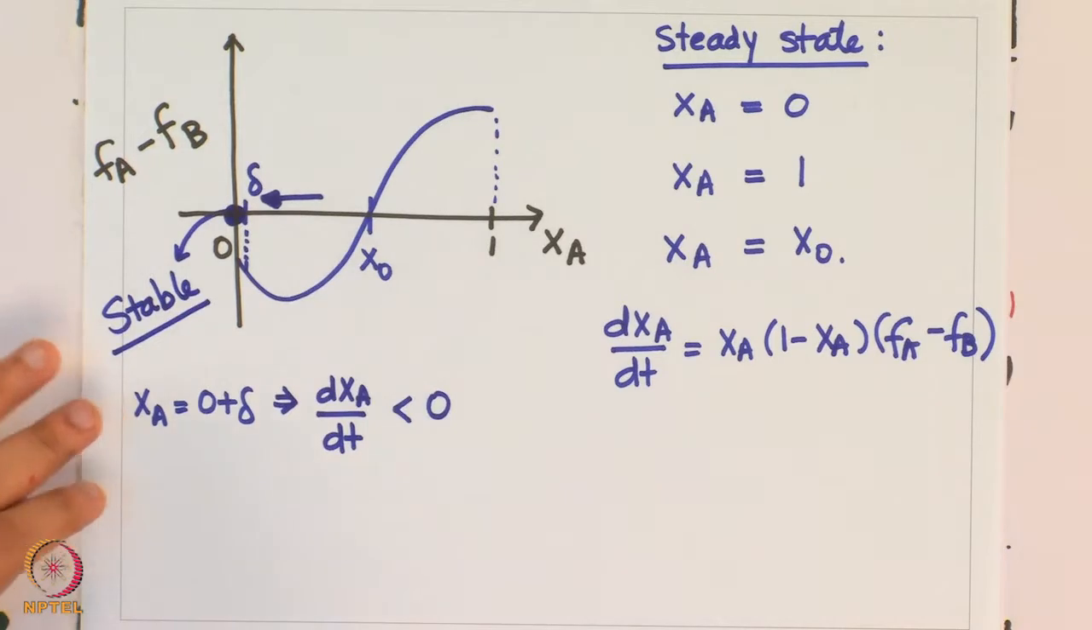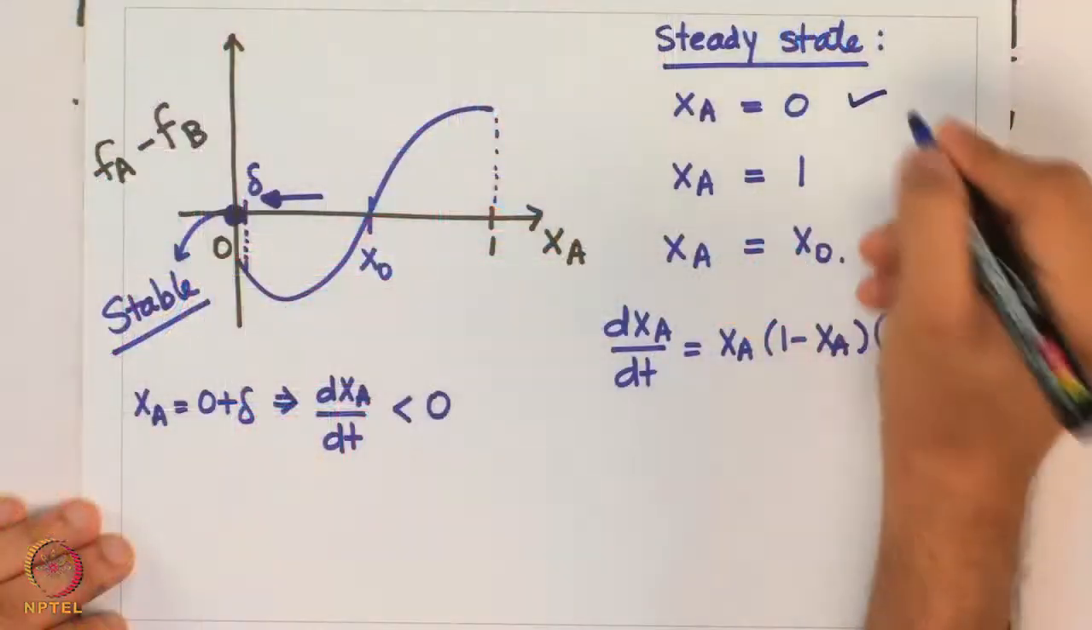What you should note at this point is that what we have just shown, by changing the nature of the f a minus f b graph, the point x a equal to 0 has basically switched its stability. In the case that we just finished, x a equal to 0 was an unstable steady state, but in this case x a equal to 0 represents a stable steady state associated with the system. All right. So, this one's done.